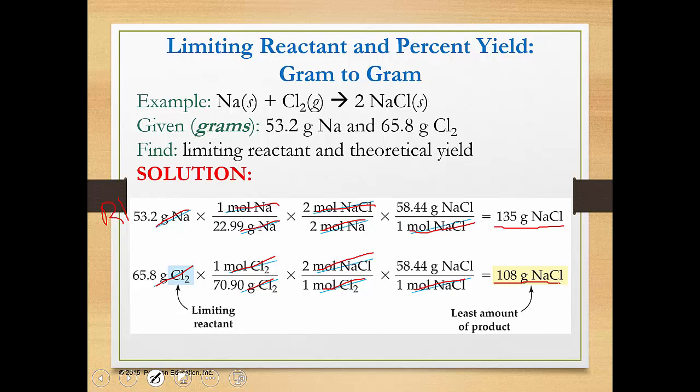Now, don't make the mistake of thinking, oh, well, there's a pattern going on here. Each reactant that has the higher mass is the one that has the least amount of product, so I'll just pick the higher mass. That is not always the case either. You have to go through these calculations to figure out which one gives you the least theoretical amount of product. So our limiting reactant is chlorine, and our theoretical yield is 108 grams of sodium chloride.